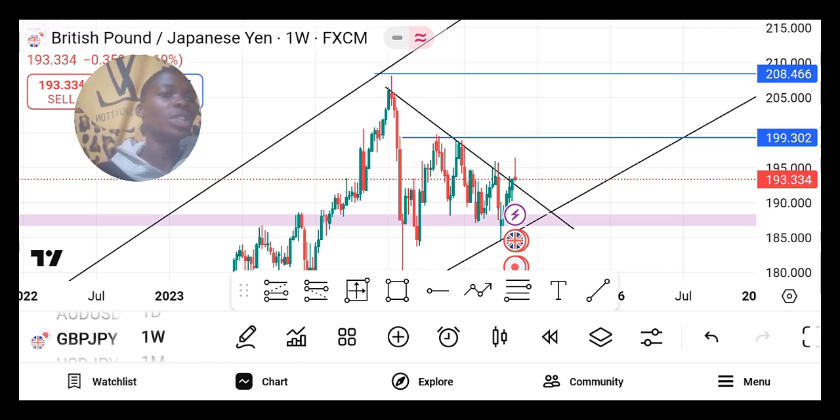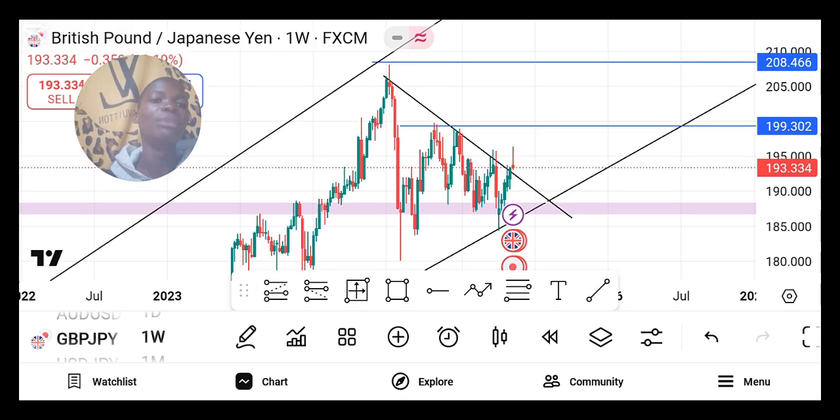I know you have learned a lot from this market: how I mark out my key zones, how I read the market structure, and then how I wait for the market to break my structural line before I take my entry. It's as simple as that, guys.